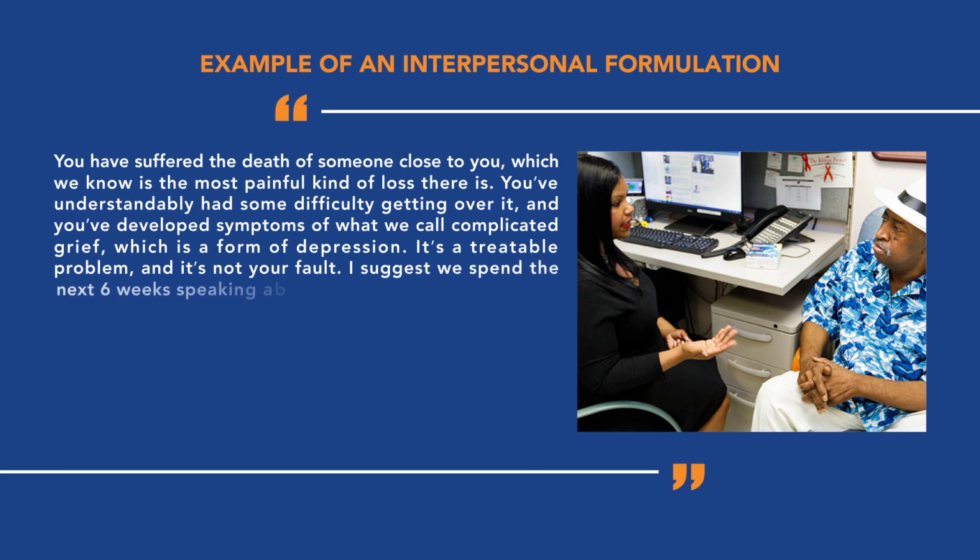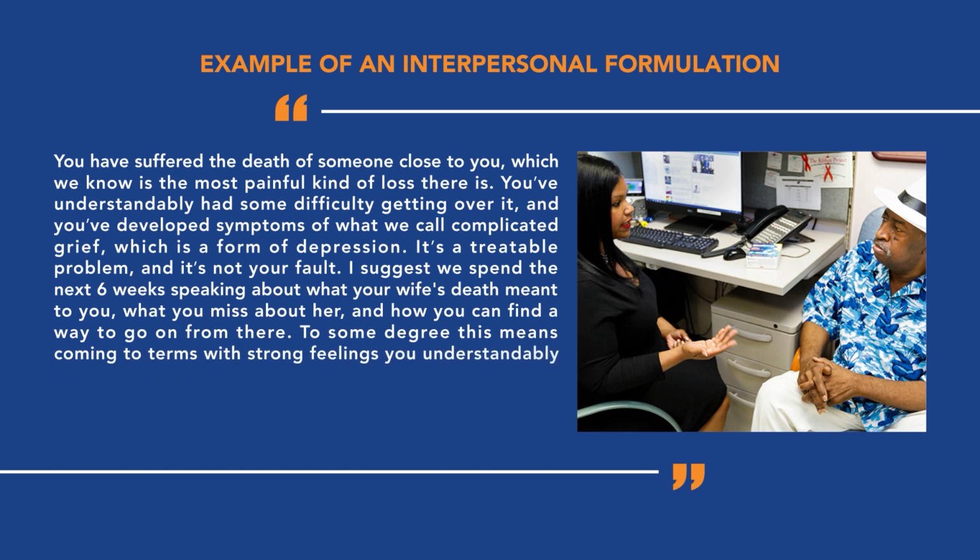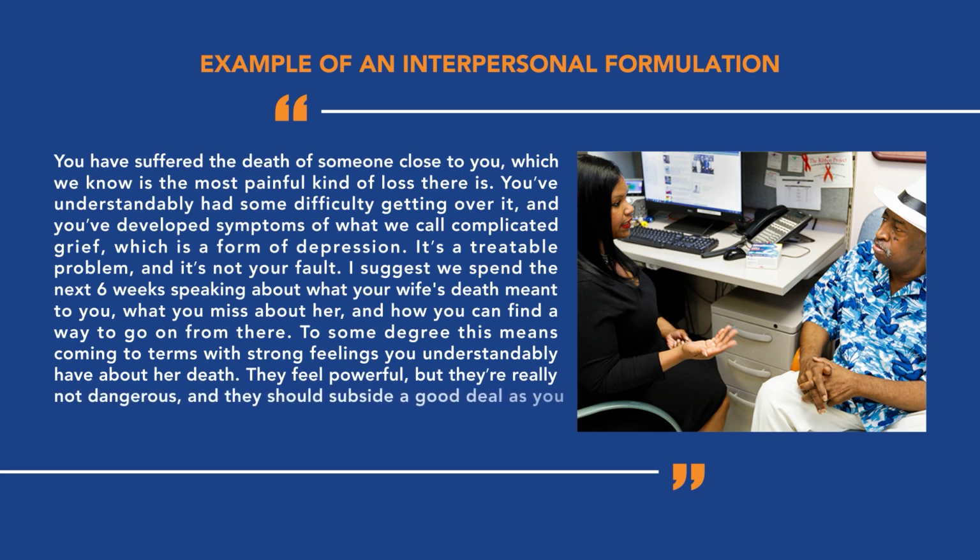I suggest we spend the next 6 weeks speaking about what Michelle's death meant to you, what you miss about her, and how you can find a way to go on from there. To some degree, this means coming to terms with strong feelings you understandably have about her death. They feel powerful, but they're really not dangerous, and they should subside a good deal as you handle them. How do these ideas sit with you?